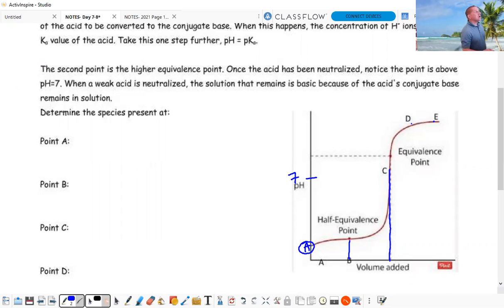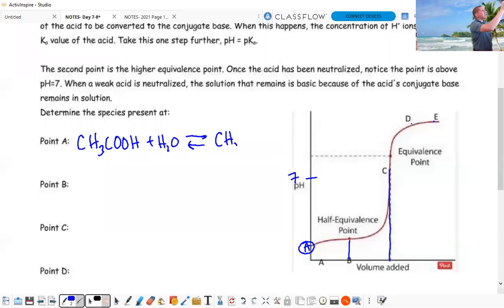So at point A, we only have the acid just like before. So we add it to water, we get an equilibrium this time, we get CH3COO minus, and we get H3O plus. So we have to do an ICE chart. We have to use the Ka value, and we can find the pH. So pretty straightforward calculation there where we are calculating the pH of a weak acid all by itself. Now we start to add the base.